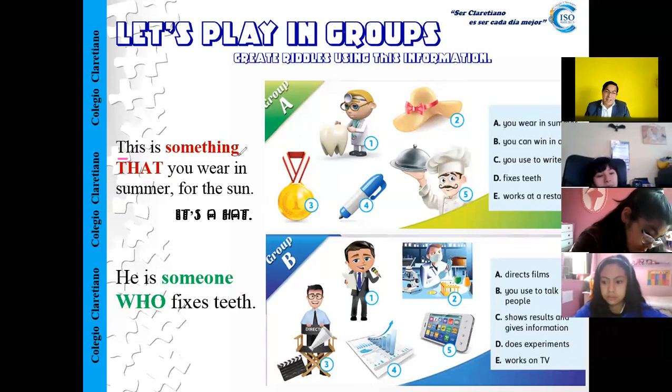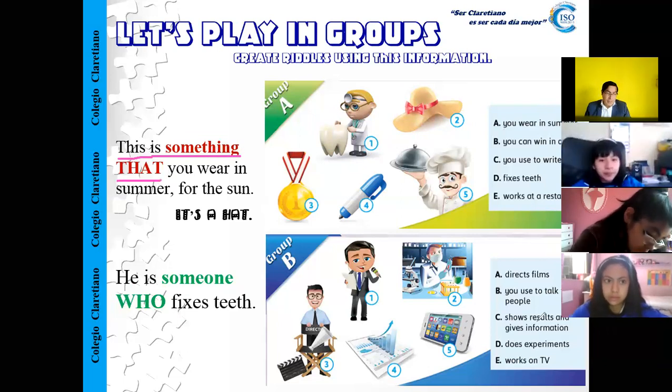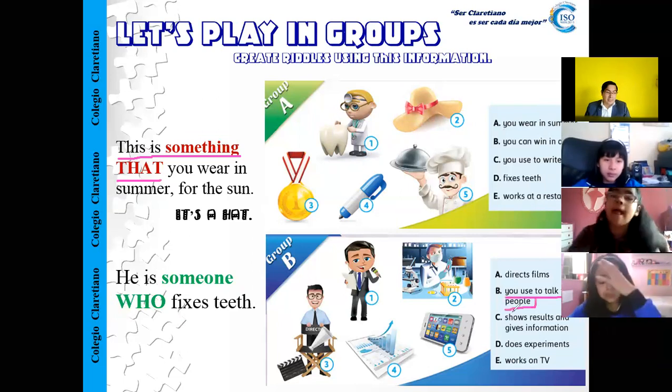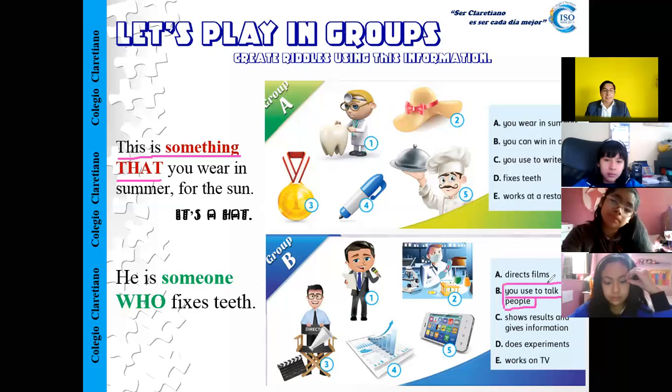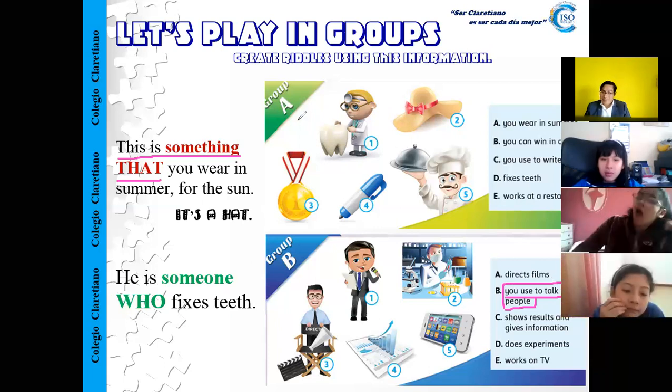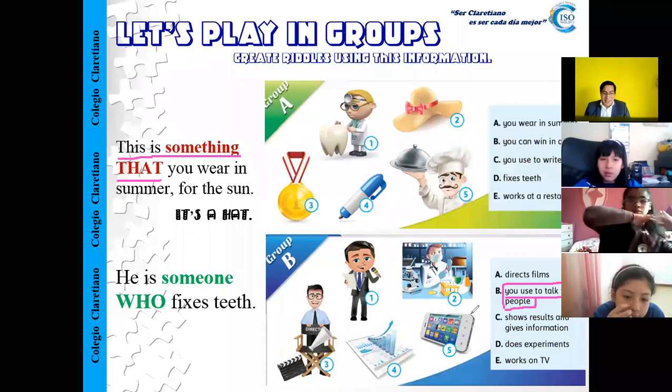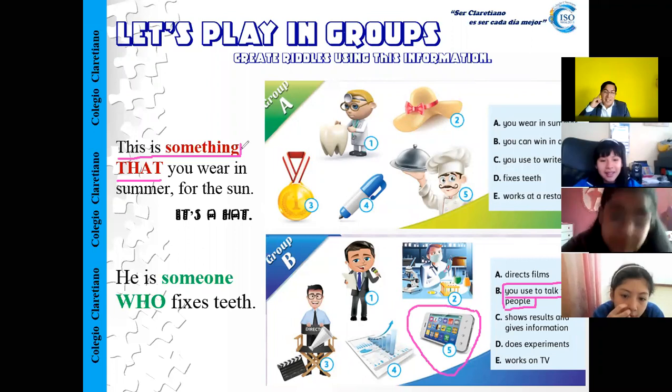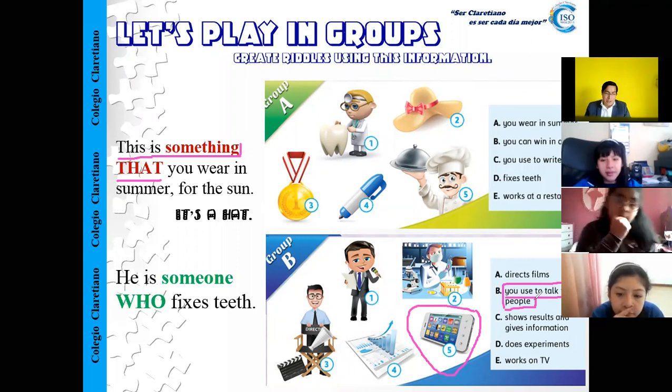This is something that you use to talk to people. What is it? This is something that you use to talk to people. What is it? It is a telephone. Diana, very good. It's a telephone. Something. When you listen something, it's an object. Something that you use to talk to people.